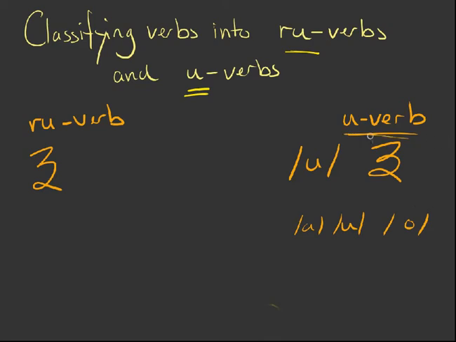Otherwise, if the preceding sound is i or e, it will be a ru verb in most cases. There's a list of common exceptions which I'll go over in another video. Okay, let's take a look at some examples.